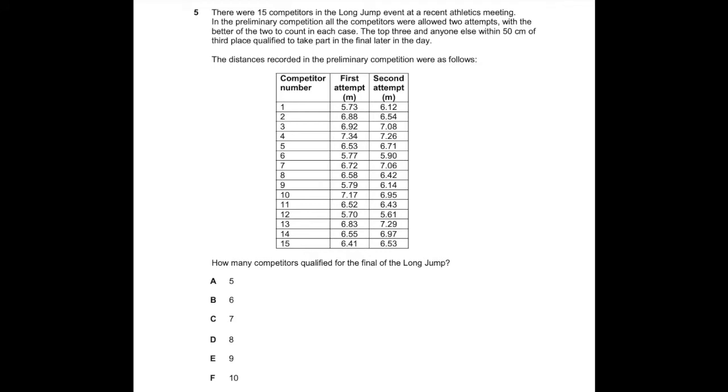Along with competitors 4, 13 and 10, 5 additional individuals achieved a jump of 6.67 meters or higher: competitor 2, 6.88 meters; competitor 3, 6.92 meters; competitor 5, 6.71 meters; competitor 7, 7.06 meters; competitor 14, 6.97 meters. Therefore 8 competitors qualified for the final in total, option D.